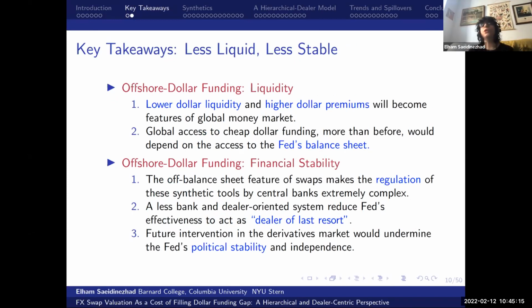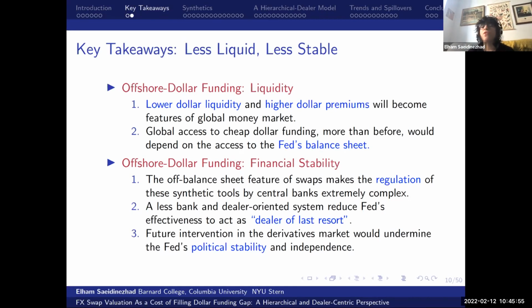And so when it comes to liquidity, I hope I do have time to show you that the combination of the structural changes and applying the model to understand these structural changes probably are going to tell us that the market is going to be less liquid and more expensive. At the same time, this means that if you want to have access to cheap dollar funding in the future, even more than now or before, your proximity to the Fed's balance sheet is going to be extremely important in determining the cost of funding for you. And that's the hierarchical aspect of this model to understand FX swaps and offshore dollar funding.